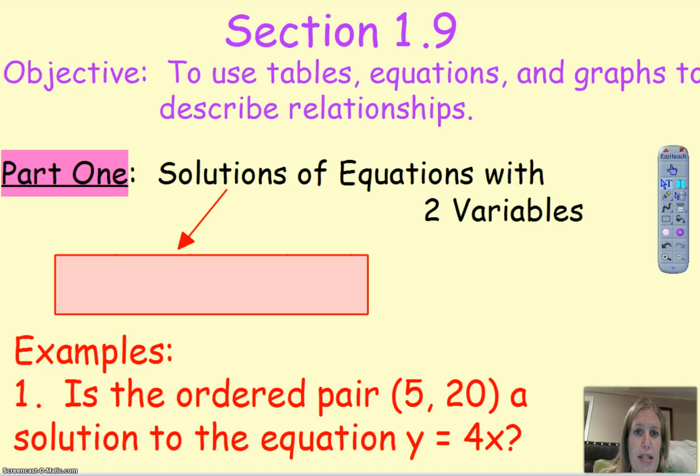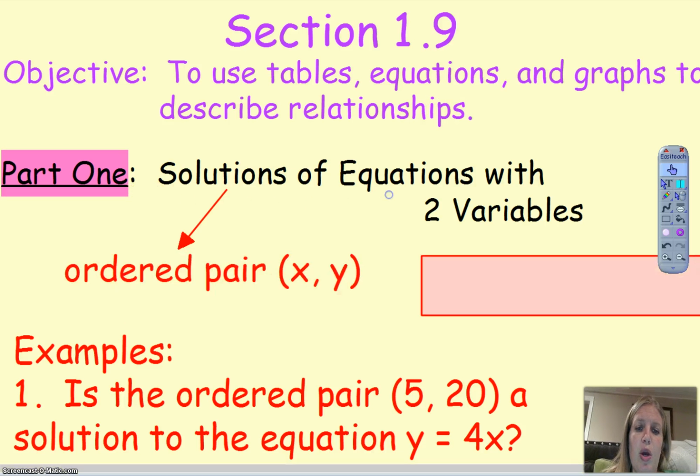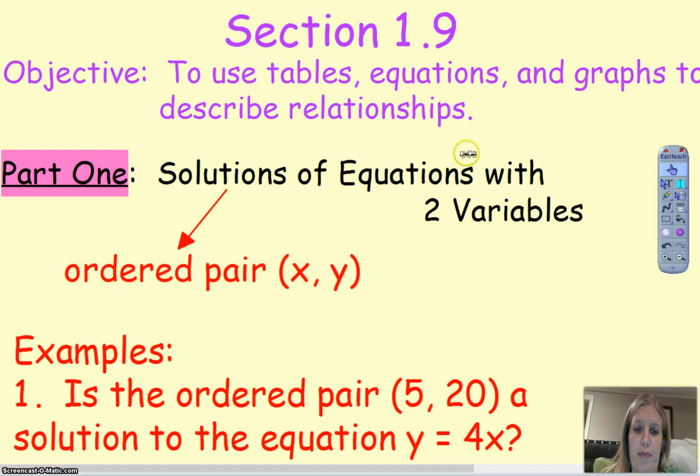There are two parts to this section, so make sure you write section 1.9 at the top. Then write part 1, solutions of equations with two variables. Okay, so you're going to have an x and a y generally. And our solutions when you have two variables will be an ordered pair. So, let's look at some examples.